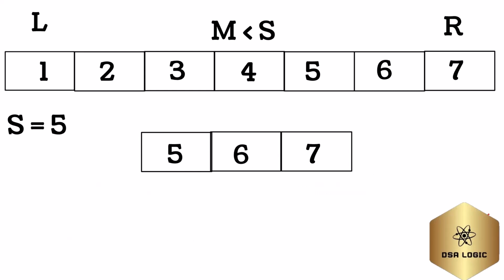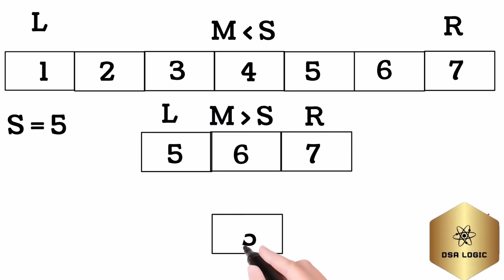In the right side, now left element is 5 and the right element is 7. Middle element is 6, which is actually greater than the search element. So this time we'll discard the right side and only use the left side. So we are remaining only with 5. As there is only one element, left and right both are the same thing, and even the middle element is also the same. And middle element is equal to search element also. So you can say we have found our solution.